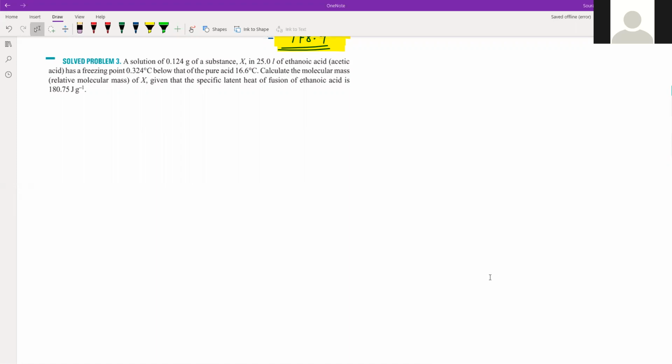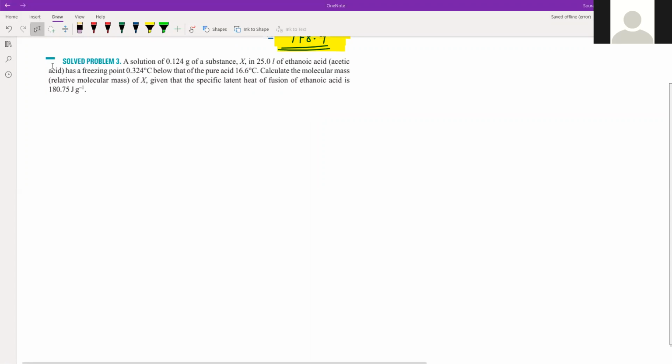So let's solve this problem now. We have been given a solution of a substance whose mass is given, that is 0.124 gram of a substance X. So that substance is unknown. Next, what else we have been given in this problem is, the unknown substance mass is 0.124 grams, and it is dissolved in 25 liters of ethanoic acid.